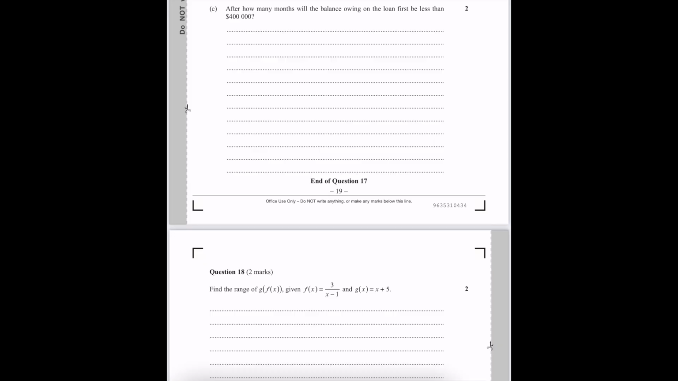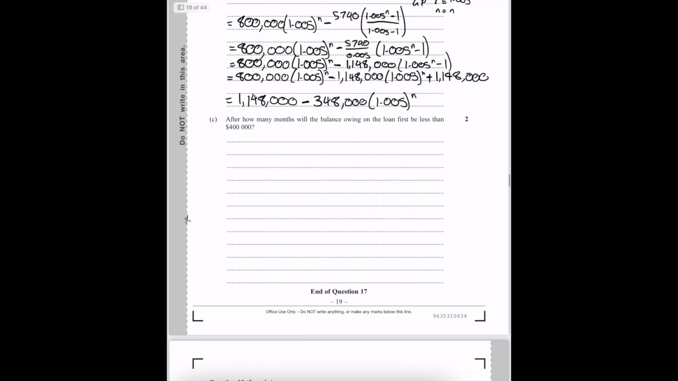Part C then says, after how many months will the balance owing on the loan first be less than $400,000? So what we need to realize is that we need to use that first part. So A_n is equal to this equation here, and n is the number of months. And so we need to solve for n, given that A_n is less than 400,000. So we have 1,148,000 minus 348,000 outside of 1.005 to the power of n. When is that going to be less than 400,000?